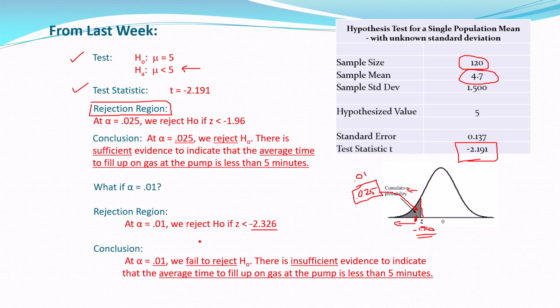Now there's insufficient evidence to indicate that the average time to fill up on gas at the pump is less than 5 minutes. And so every time I give you an alpha, I have to send you back either to a table or to the normal inverse function, so that you can get a critical value to compare the test statistic to. And it works, and it's not overly difficult. But there's another way. Because, for instance, what if I said, oh, did I say 0.01? I meant 0.02. Head back to the table. It's just, there's another way. And that's what I want to talk to you about in this video. And so the other technique is to use something called observed significance levels.